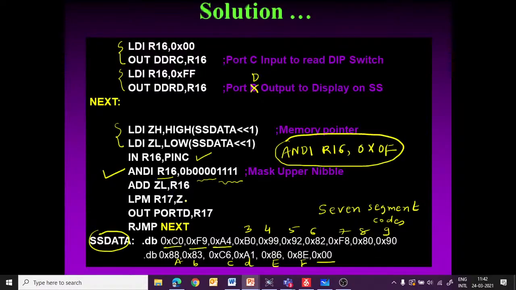Then we will fetch the code from the lookup table using the instruction LPM, load from program memory. From which location? The location specified by memory pointer Z, and that consists of the 7-segment code. It will be transferred to R17, and R17 finally we are transferring to port D, so that the corresponding code will be sent to port D where we have connected the 7-segment display, so the number will be displayed on the 7-segment display. So this is how this program is working. I will demonstrate this program in AVR Studio and Proteus.